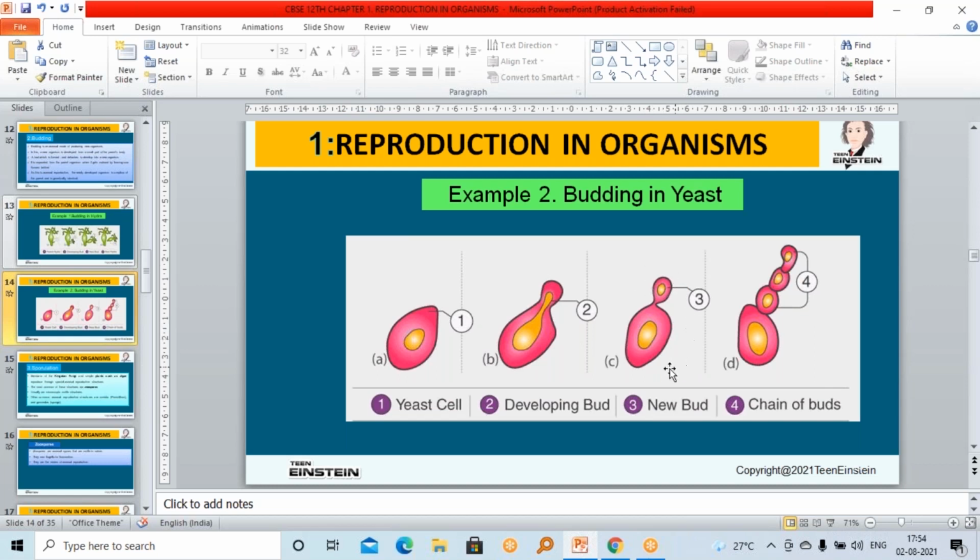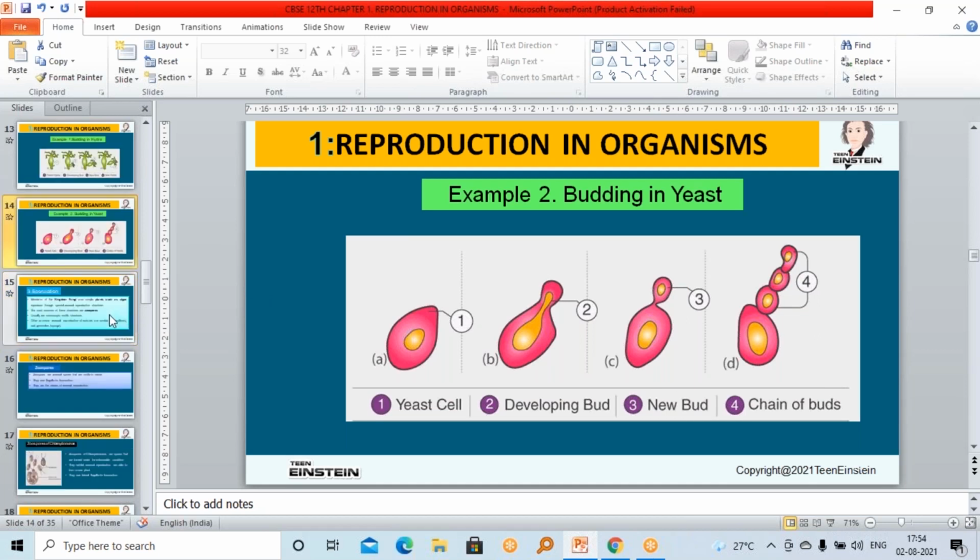So the bud remains attached initially to the parent cell, and then it gets separated from the parent cell after attaining maturity. But in the case of yeast, what is happening? The division is unequal. Here the cell is not getting divided equally.